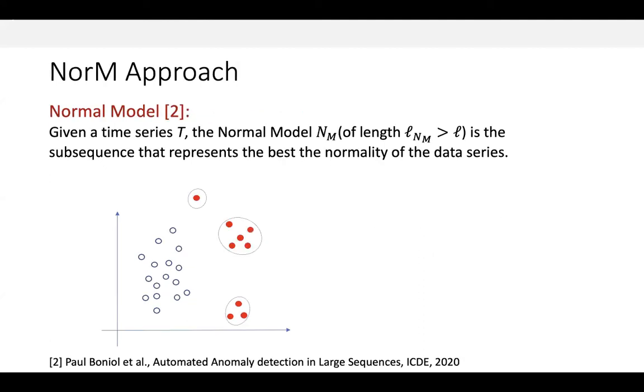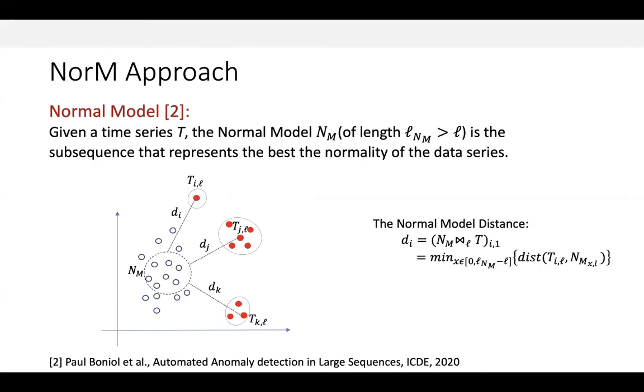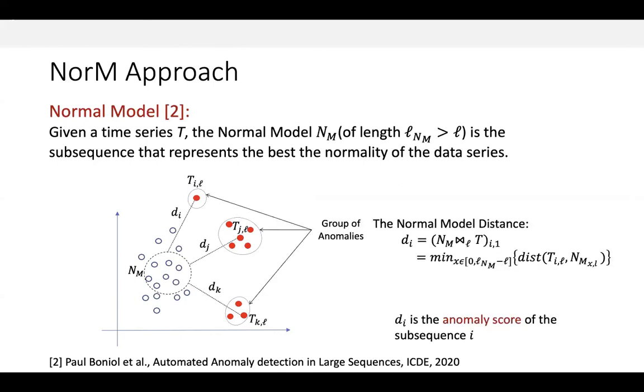To address these issues, a general definition and data structure called the normal model has been proposed. The normal model is defined as a subsequence of length L_NM that represents the best the normality of the data series subsequences of length L. In this illustration, the normal model can be seen as a set of subsequences of length L, represented as the dotted circle. We consider anomalous the subsequences that have a large distance to this normal model.